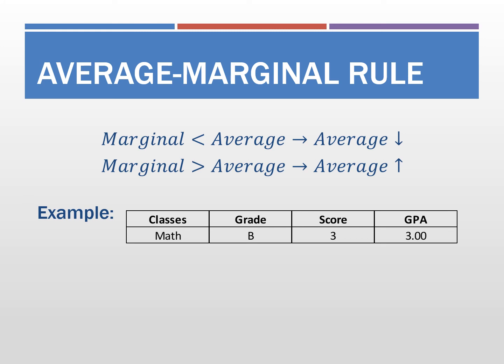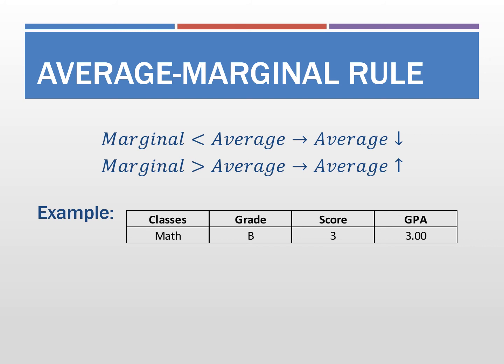We can look at our GPA score and try to understand the relationship between a marginal and average. So for instance, let's say we are having a class, which is the math class that you're taking for this semester. You got a B in this class. So B translates into a total score of 3 points. And that's why you're adding 3 points to your GPA and you got 3.0.